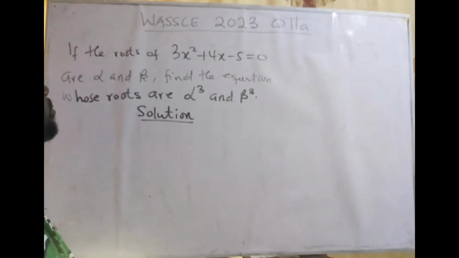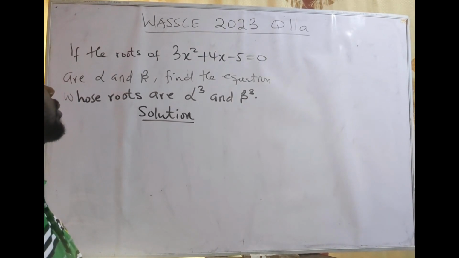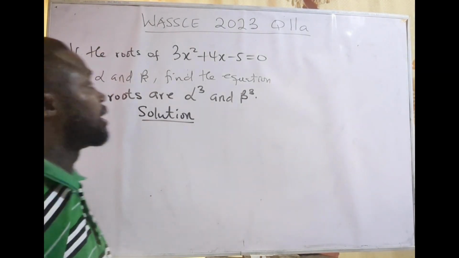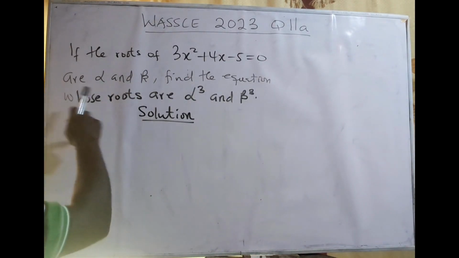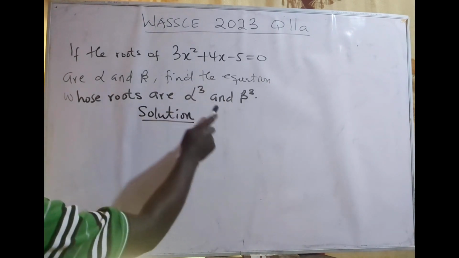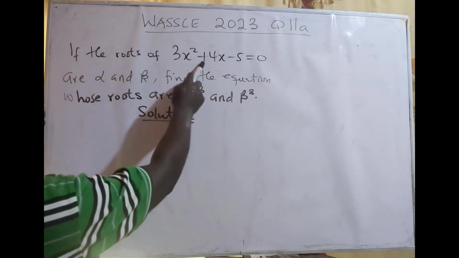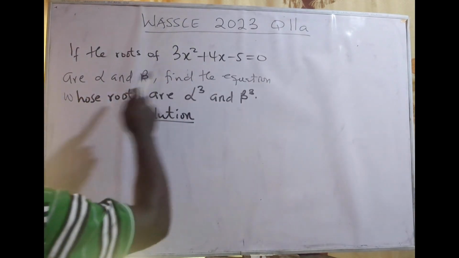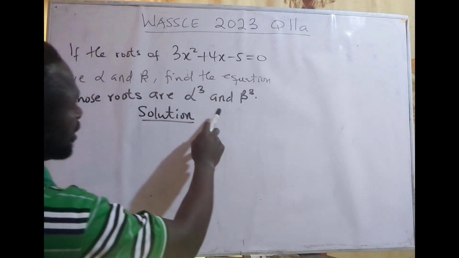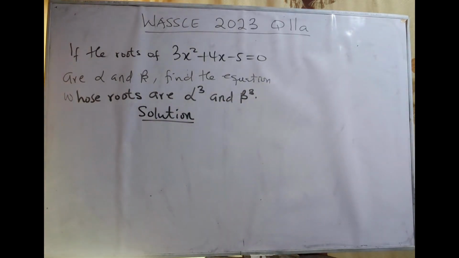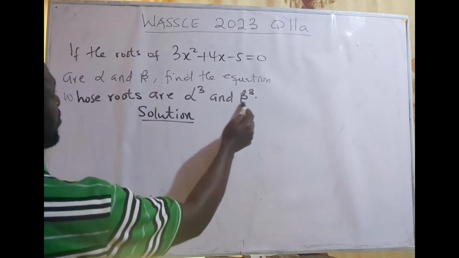Welcome to another session. We are still on quadratic, and let's look at this question on quadratic equation whereby we are given the roots as alpha and beta, and we are asked to find the equation whose roots are alpha cube and beta cube. So the question is, if the roots of 3x squared plus 4x minus 5 equals 0 are alpha and beta, find the equation whose roots are alpha cube and beta cube. So we are finding the equation whose roots are alpha cube and beta cube.